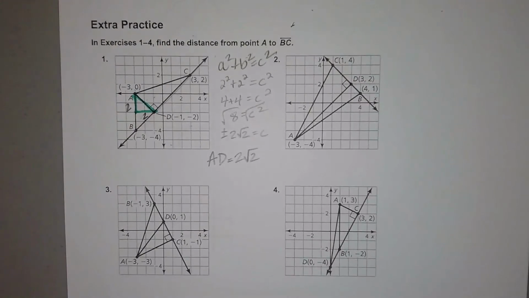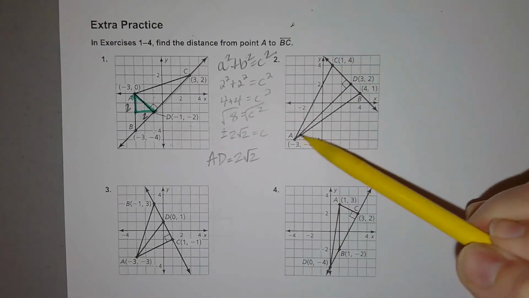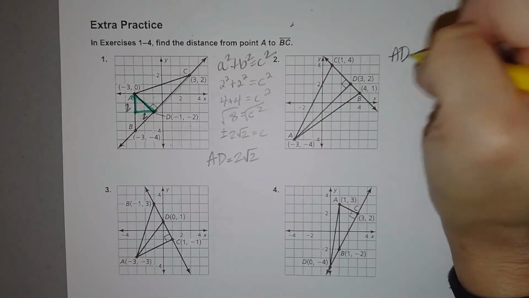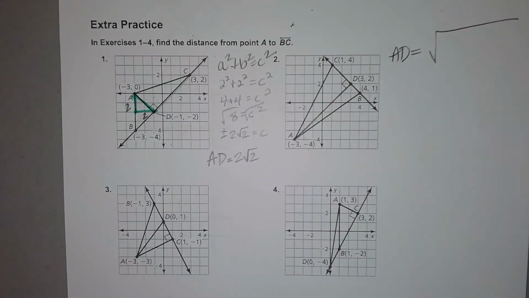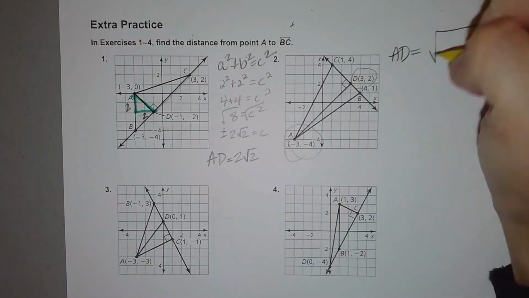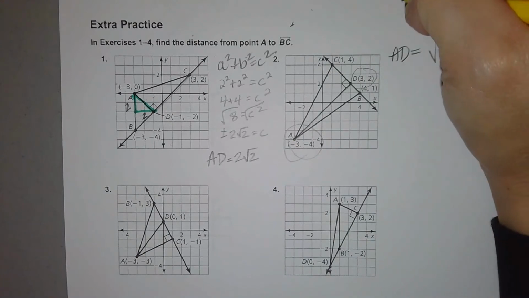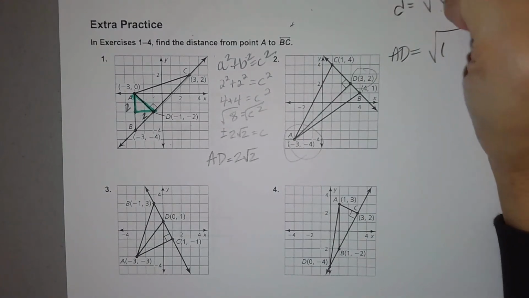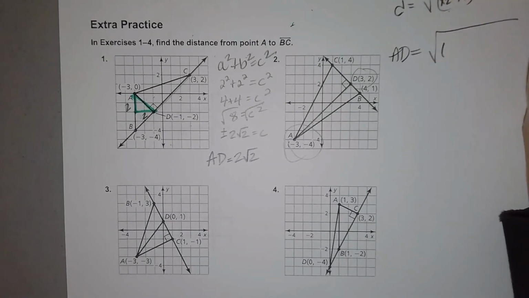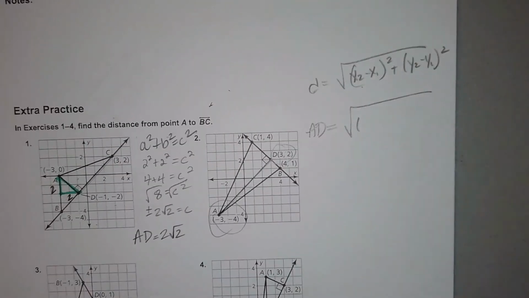Let me show you another way. We could always just use the distance formula. So on this example, here's BC and here's point A. We're going to find the distance right here, the distance of A to D. This time I'm going to use the distance formula. I'm going to start with this point and go to this point, so I'm going to use D and A. Remember, the distance formula, for those of you who don't remember, is x2 minus x1 squared plus y2 minus y1 squared. And then you take the square root of that whole thing.